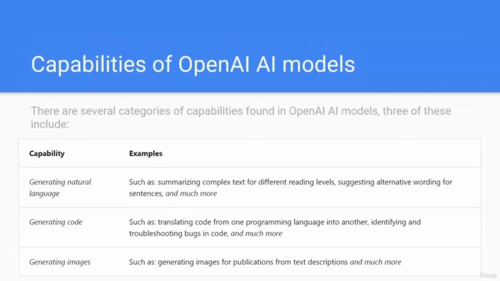Now, here are the capabilities of OpenAI models. There are several categories of capabilities found in OpenAI models. Three of these include generating natural language, generating code, and generating images. Generating natural language, for example, includes summarizing complex text for different reading levels, suggesting alternative wording for sentences, and much more. Generating code includes translating code from one programming language into another, identifying and troubleshooting bugs in code, and much more. Generating images includes generating images for publications from text descriptions, and much more.